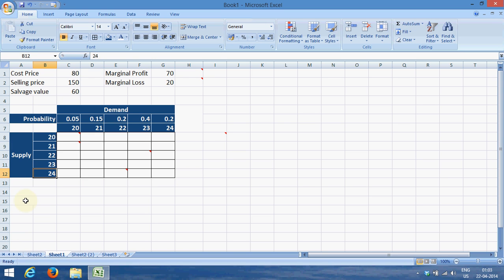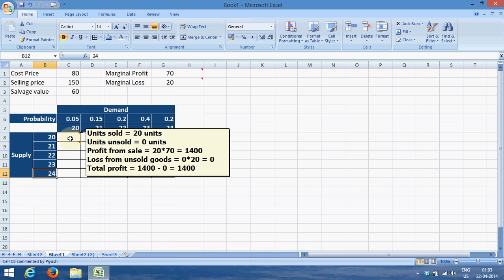Let's look at a few cases. When the demand is 20 and the supply is also 20, we would sell 20 units, and out of those 20 units, we would make $70 per piece to make a total of $1,400. There are no unsold goods, so we would make a total profit of $1,400.